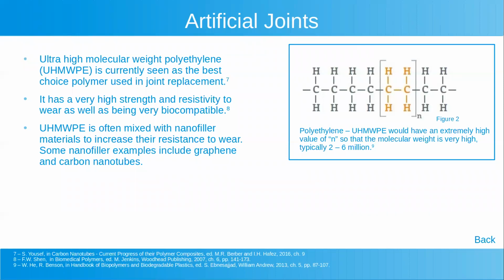It would usually have a value of n, n being how long our polymer chain is, of between 2 to 6 million, hence the name ultra-high molecular weight, because it will have a very high molecular weight. Often, ultra-high molecular weight polyethylene will be mixed with a nanofiller material, such as graphene or carbon nanotubes, which will help increase its resistance to wear. Of course, these nanofillers also need to be biocompatible, but they increase the chance of the joints lasting the lifetime of a person.